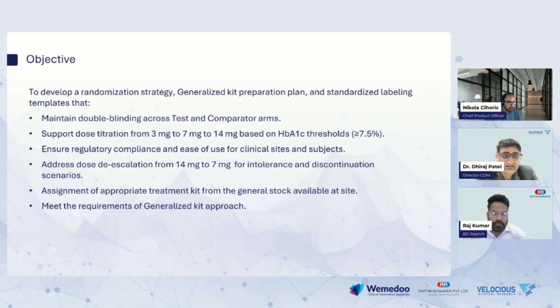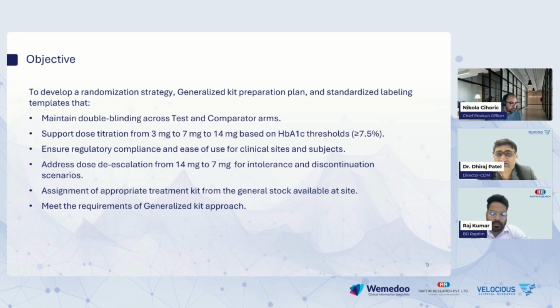So according to the requirements set by the sponsor, first we set the objective. Along with the IP kit management and packaging, we need to maintain the blinding, right? For the test and reference, we even need to maintain the balancing of the test and reference across the sample size, right? And the initial requirement was that we should support the dose titration according to our threshold criteria, that was HbA1c, and it should be more than 5% or less than 5%.